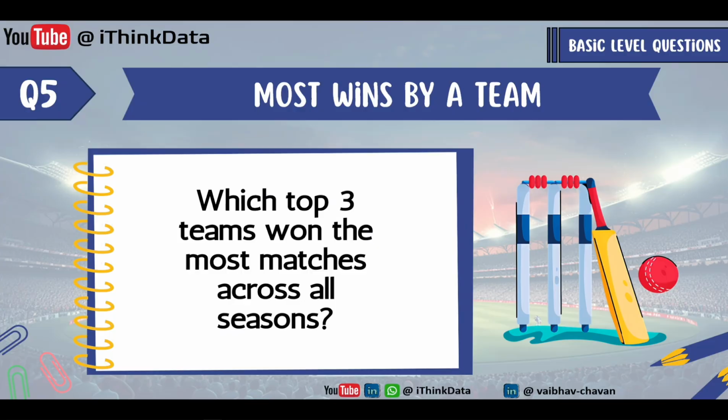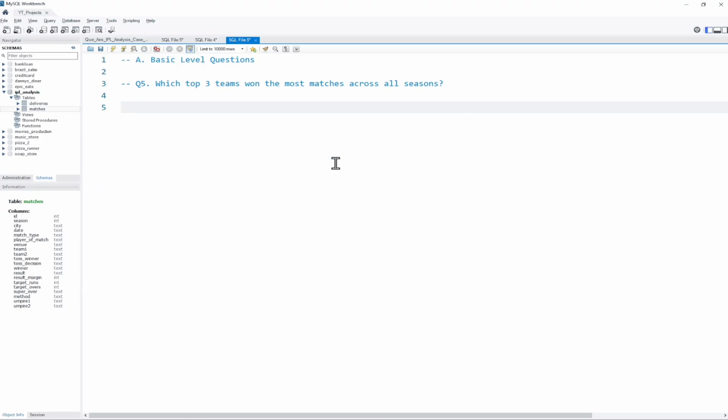To find out most wins by a team. Question number 5 is, which top 3 teams have won the most matches across all the seasons? Now, let's identify the top 3 teams with the most wins across all IPL seasons. Winning the most matches is a clear indicator of overall team dominance, and it can be exciting to see which teams have the best track record. So here is how we do it.